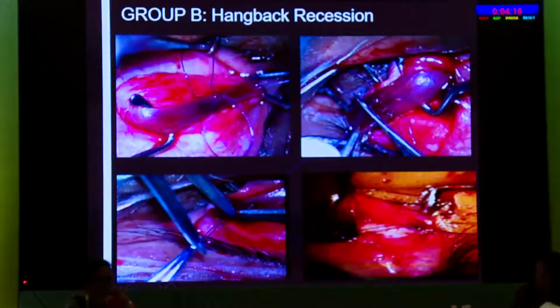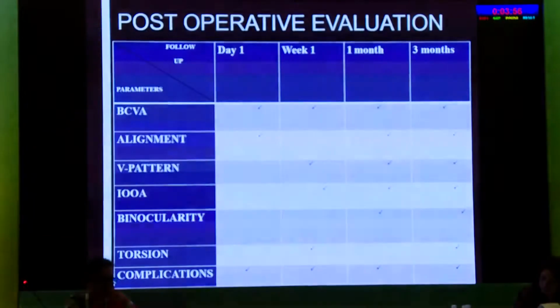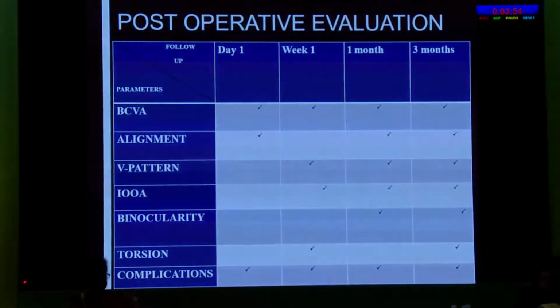In the other group, the hangback recession, we make a loop of the sutures at 2 mm and 4 mm from the insertion point. The muscle is cut in between the two loops. The two ends are hanging on the sutures, and 10 mm is marked on the sutures. In the end, the two ends are retracted on the sutures 10 mm apart. Postoperative evaluation was done on day 1, 1 week, 1 month, and 3 months.